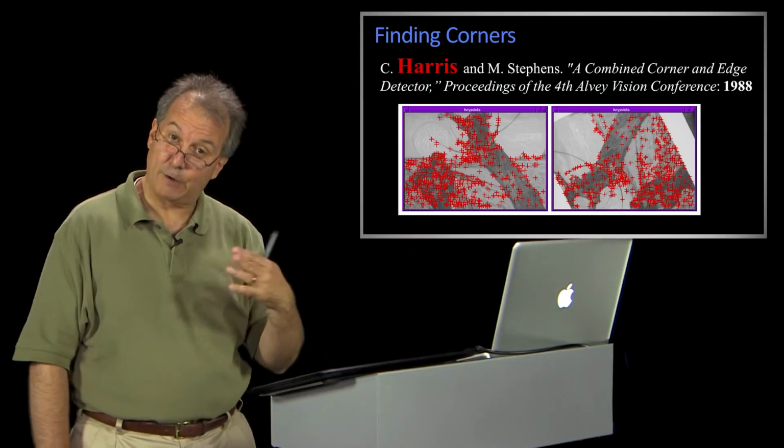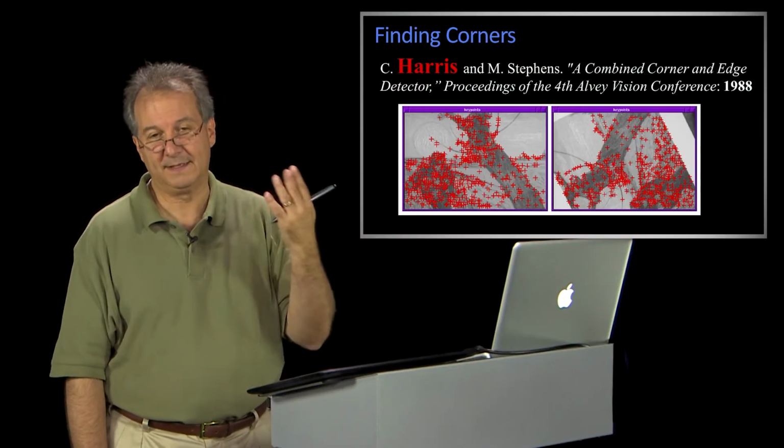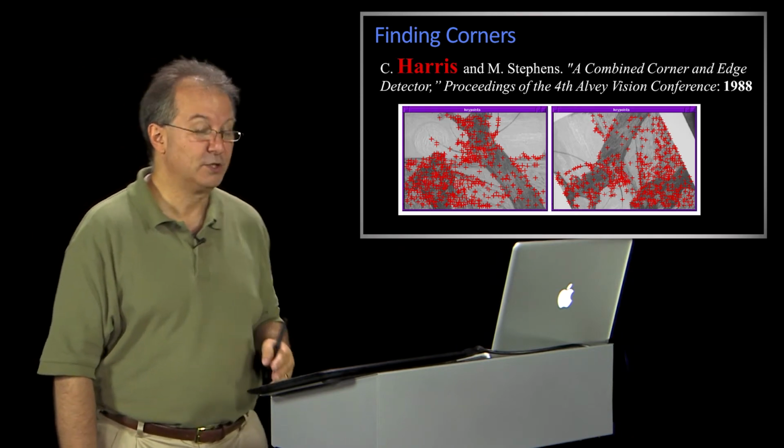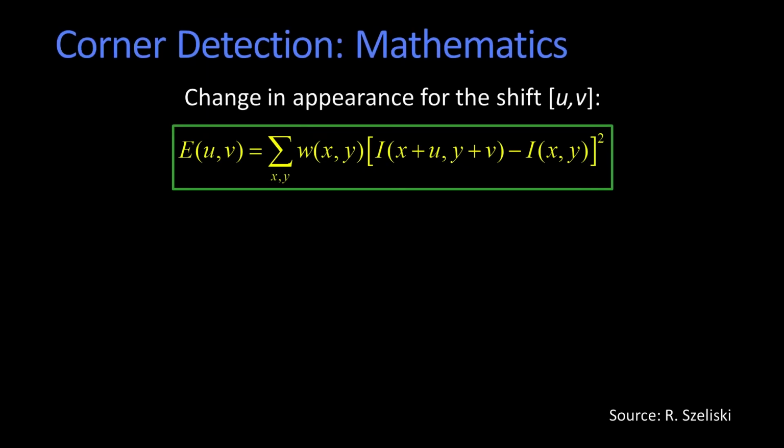But anyway, it's actually Harris and Stevens, and you can impress somebody by saying Harris and Stevens corners, but it's Harris corners. All right, so let's learn about Harris corners. So Harris corners are based on an approximation model and an error model. And here's how we do it.